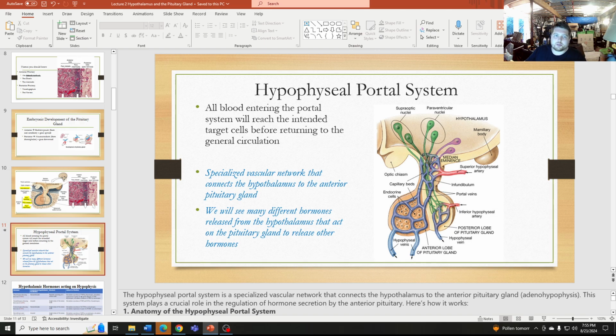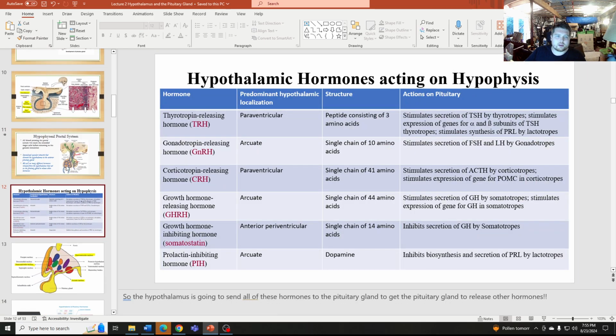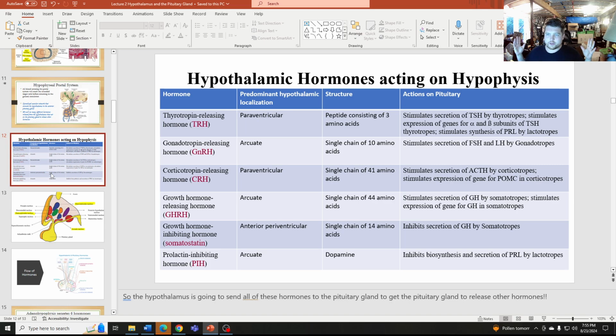All the blood that's entering the portal system is going to reach the intended target cells before returning to the general circulation. Because it's so close, it's right there. Okay, so we're going to look at a broad view, and then we'll dial it in a little bit. So these are all of the different hormones that the hypothalamus is going to release to act on the hypophysis. Hypophysis, again, is that fancy word for the pituitary gland.